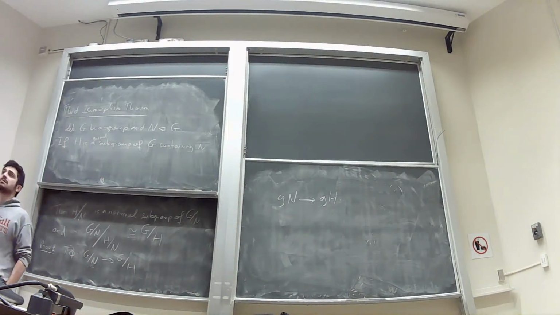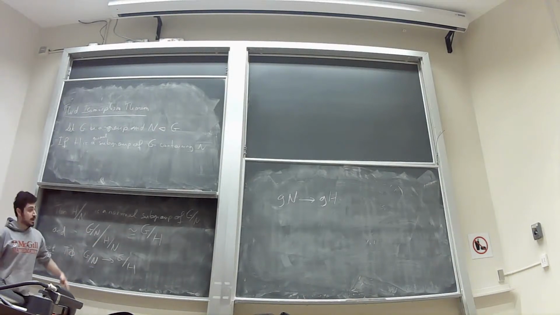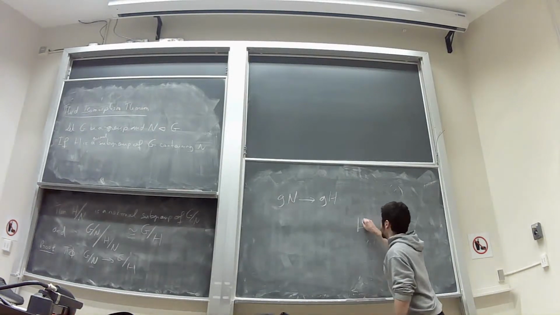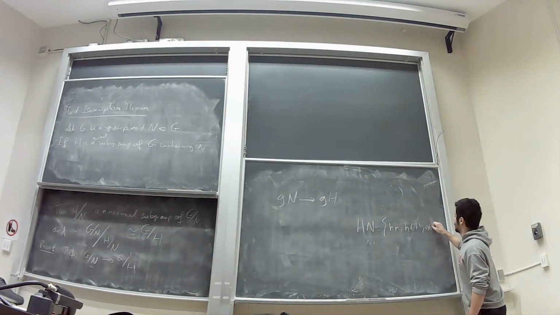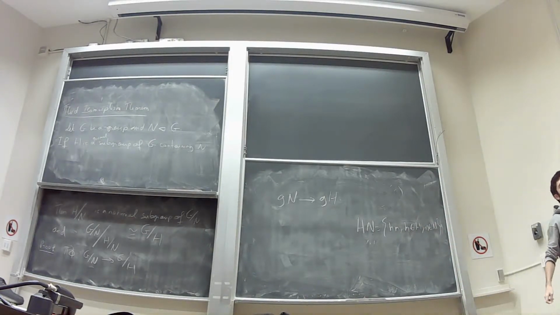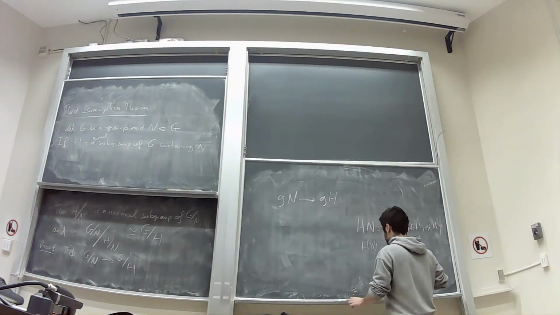Yes, sir. No, this is a group, right? This is the left coset because N is normal in H as well. HN is the group you've seen in the assignment. If one of those two is normal and the other is a subgroup, then HN is a subgroup of G. And you have to show that HN is equal to NH.